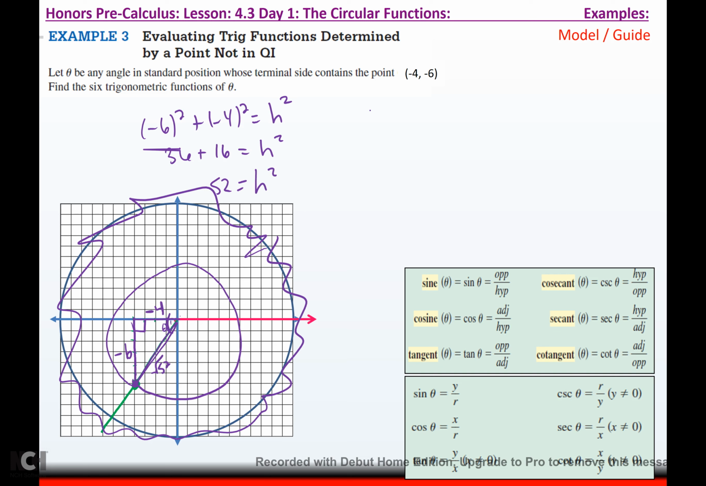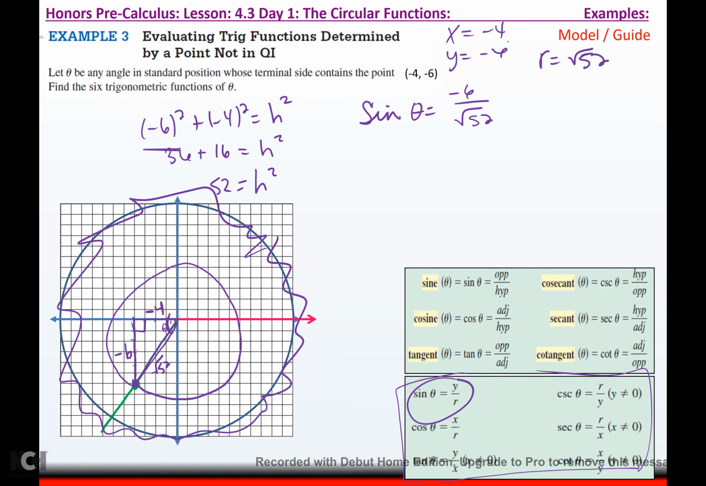Alright, so if I want to do sine theta, keeping in mind if I'm going to use this instead of the picture, I mean you can use the picture, it would be opposite, which is -6, over hypotenuse, which is the square root of 52. Or you can just use this theorem, which says, in this case, x would be -4, y would be -6, and the radius would be the square root of 52. Using this information without the picture, sine is y, which is -6, over r, which is the square root of 52.